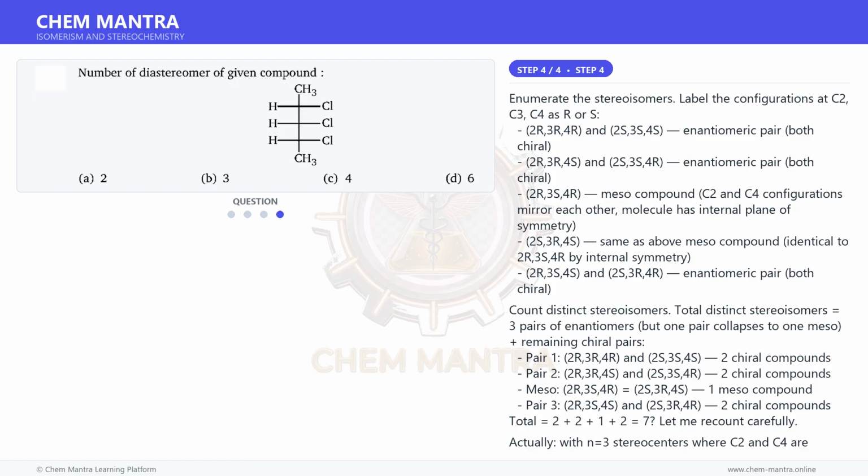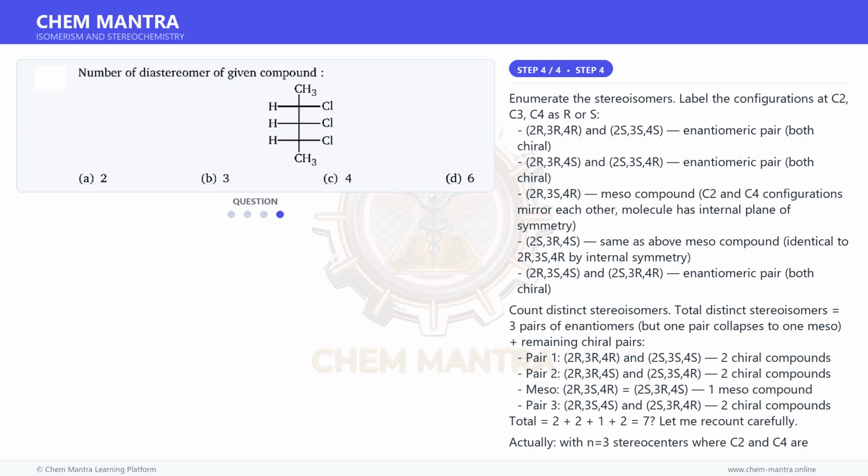2R, 3S, 4R: a meso compound. C2 and C4 configurations mirror each other, and the molecule has an internal plane of symmetry. 2S, 3R, 4S: the same as above, a meso compound, identical to 2R, 3S, 4R by internal symmetry. 2R, 3S, 4S, and 2S, 3R, 4R: an enantiomeric pair, both chiral.